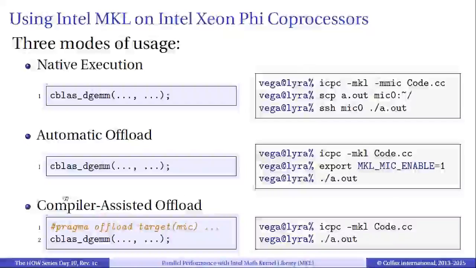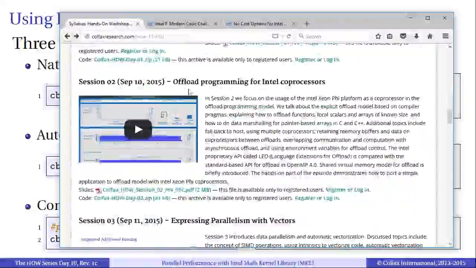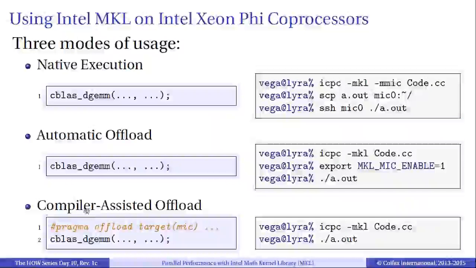The third way to use Xeon Phi with MKL is compiler-assisted offload. In this case, you do have to modify your code. You have to insert directives such as pragma offload target mic, and these are directives that we discussed in session number 2 on September 10th, and you can watch this session if you want to learn more about offload. So you will modify your code by inserting some directives, and you will call MKL functions from the offload region. In this case, you just compile with -mkl, you run the code on the host, and you don't have to set any environment variables to make offload happen.